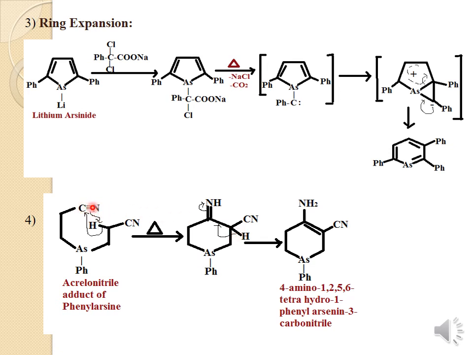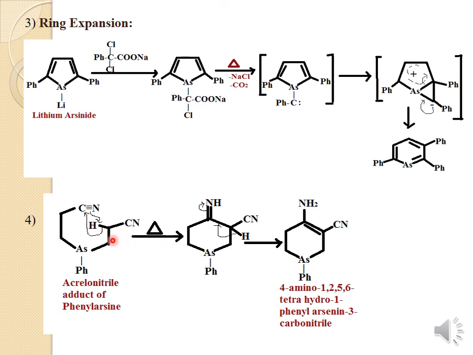And then you know that you have studied the conversion of the nitriles to the amines, that is C triple bond N to NH. So here one bond will shift over here. This bond will shift, it will give you the negative charge N minus. This will again abstract the proton, resulting in the NH2 over here. And then one of the bonds will be present, resulting in the 4-amino-1,2,5,6-tetrahydro-1-phenyl arsenine-3-carbonitrile.